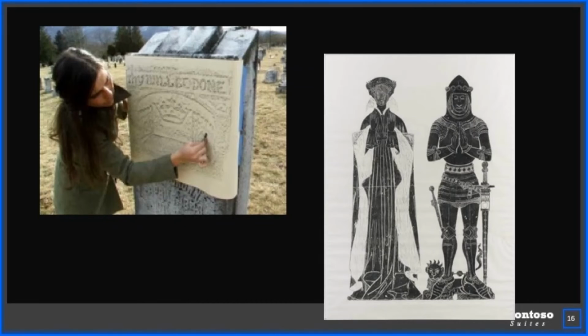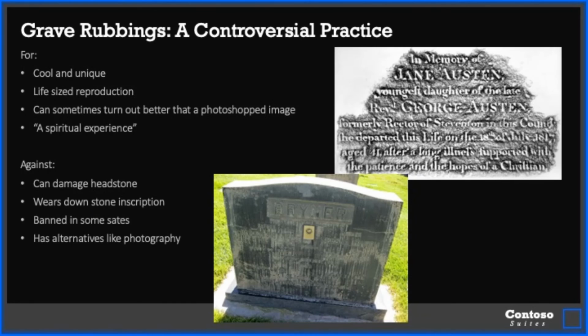This on the right side is taken from a knight's grave. So that's a rubbing from a knight's grave. Now there are some issues when it comes to grave rubbing. It can cause damage to headstones, especially very old headstones. They were typically made out of softer materials because they had to use what was available locally. So centuries and centuries of grave rubbing on a headstone will erode it and make it impossible to read.